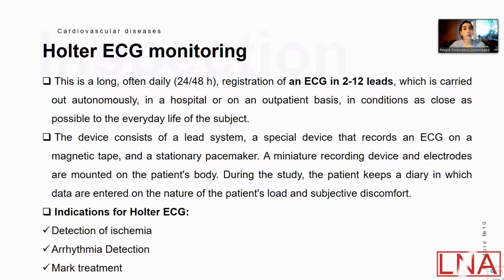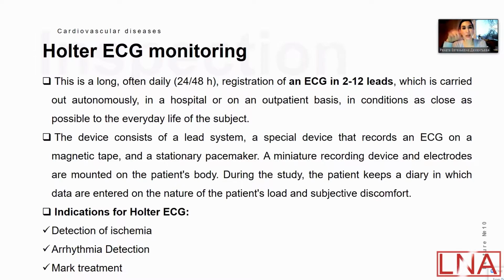keeps a diary, and you have to tell the patient to write a diary with all types of activity during these 48 or 24 hours of diagnostics, to check which type of loading leads to elevation or depression of the ST segment, and to the development of such types of arrhythmias, like a sign of coronary heart disease also. So keep a diary in which data are entered on the nature of the patient's load and subjective discomfort.